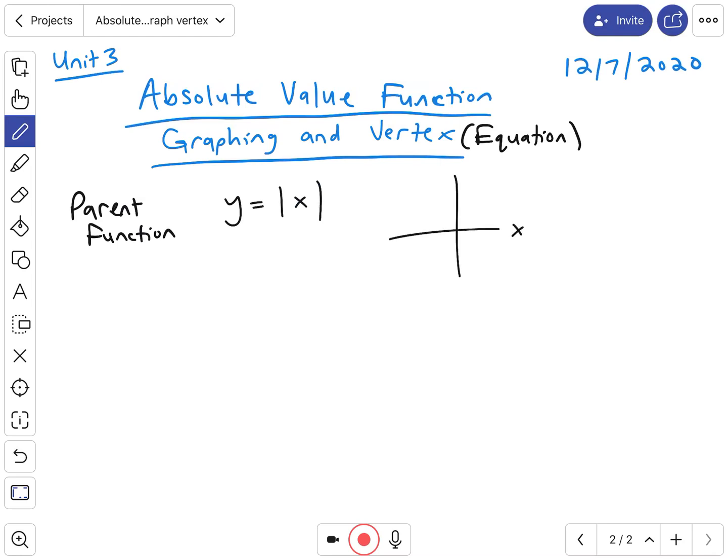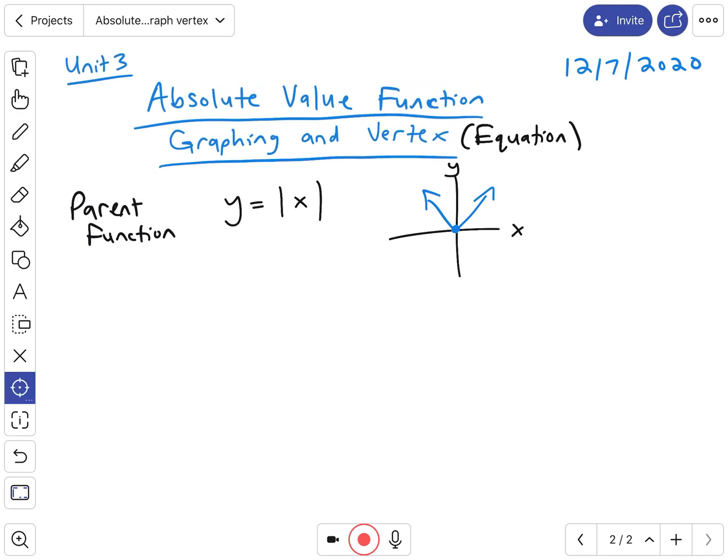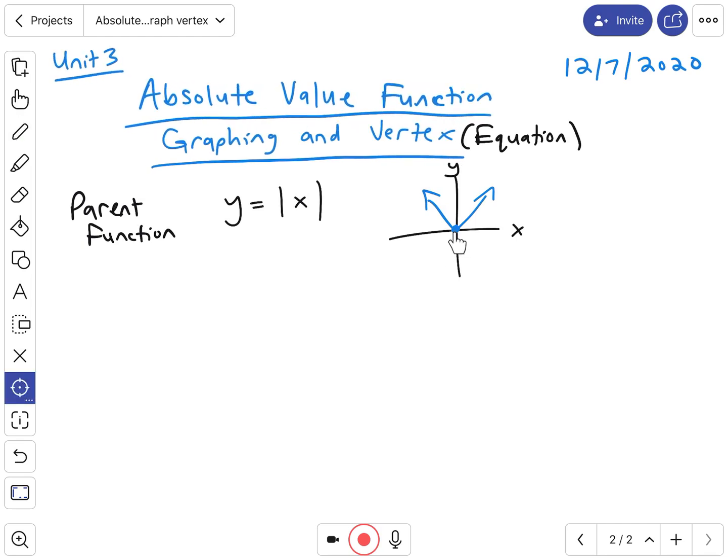And what that looks like on an x and y axis is pretty much a V. The main thing to notice is right here, this point where the two lines meet is called the vertex. So that is the vertex, and in this case the vertex is at 0, 0, which is the origin.